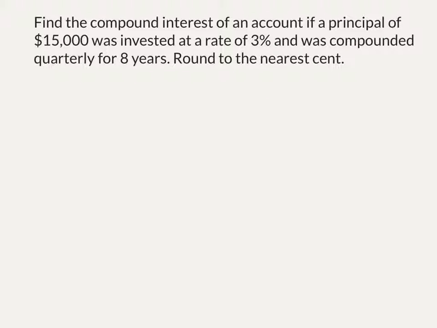Find the compound interest of an account if a principal of $15,000 was invested at a rate of 3% and was compounded quarterly for 8 years. Round to the nearest cent. The amount of compound interest is given by the formula I equals M minus P. So we need to find M, the maturity value, first in order to find our final answer. Recall that M equals P times 1 plus I to the nth power. So we need to identify the values for I and N before we can find M.